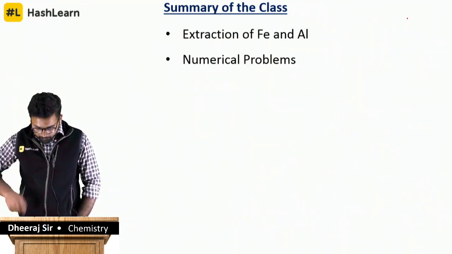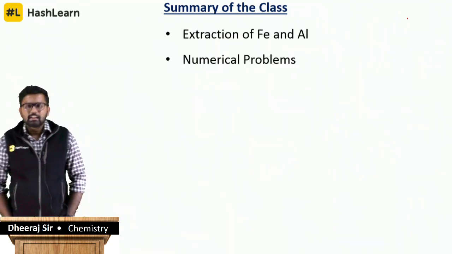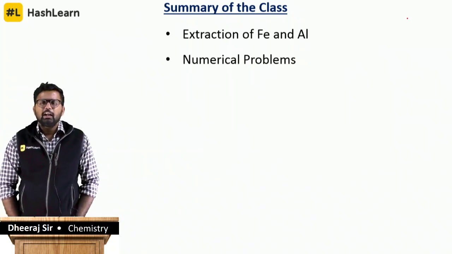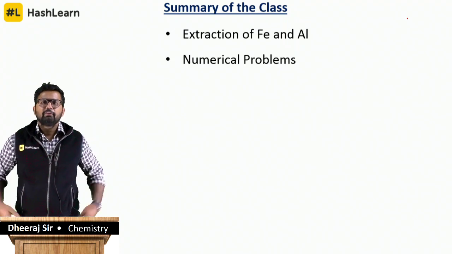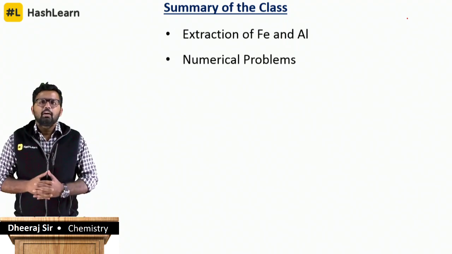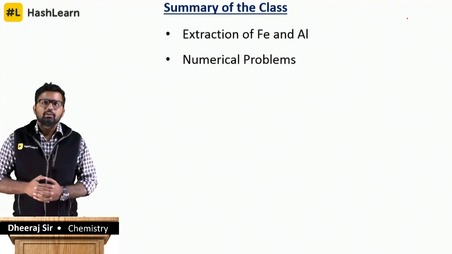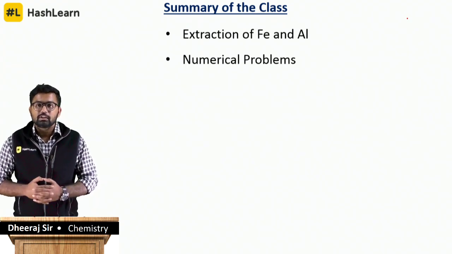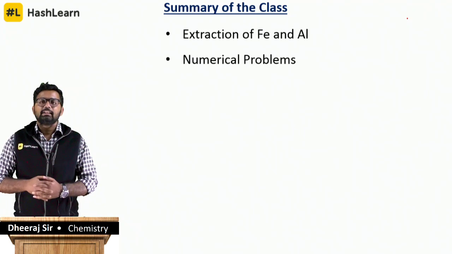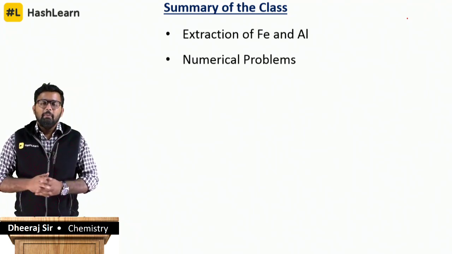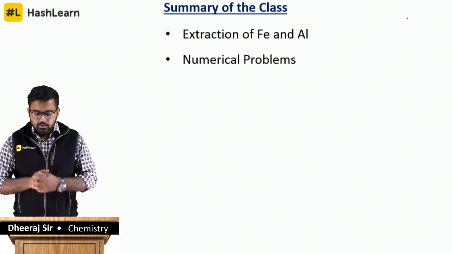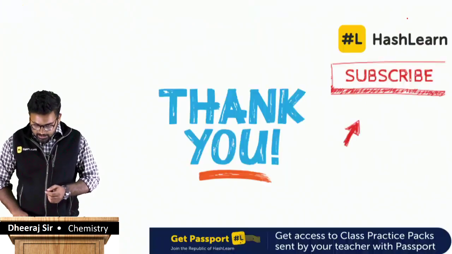So moving ahead, to quickly summarize today's class, we were supposed to look at extraction of iron and aluminium, which we will look at in the next class, because we have a lot of stuff to be included. So time constraint is one thing, and apart from that, we looked at a good number of questions in the beginning, which should act as a concrete block in making your understanding of the previous concepts even more rock solid.